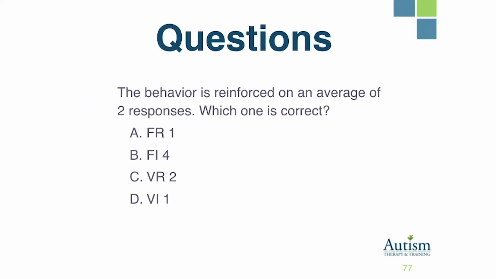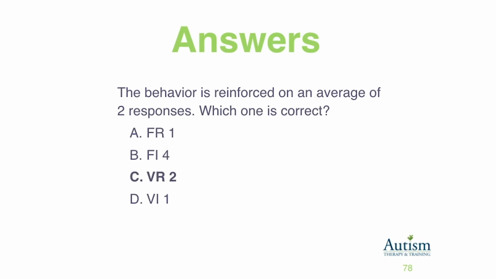The behavior is reinforced on an average of 2 responses. Which one is correct? A, FR1, B, FI4, C, VR2, or D, VI1? And the correct response is C, VR2. The key here is to look at that it's an average, which would be variable, and because it's responses, we're looking at a ratio and not time, so it's not the interval. Well done.